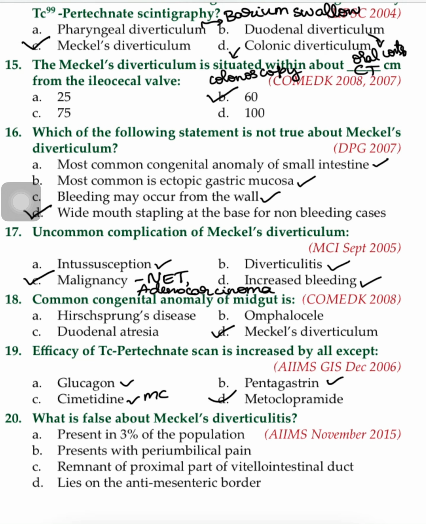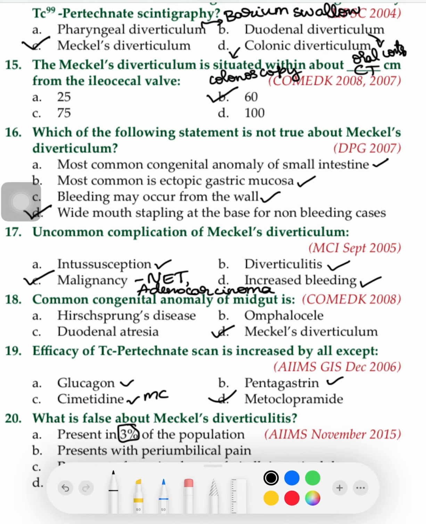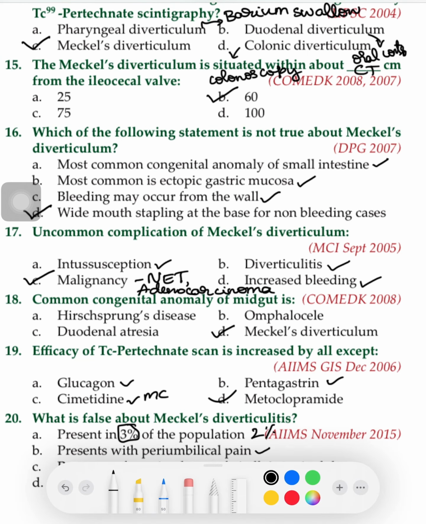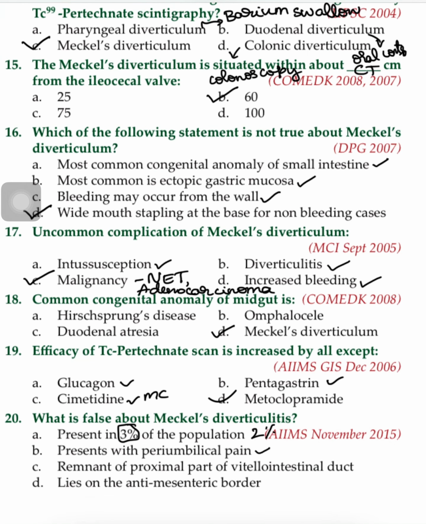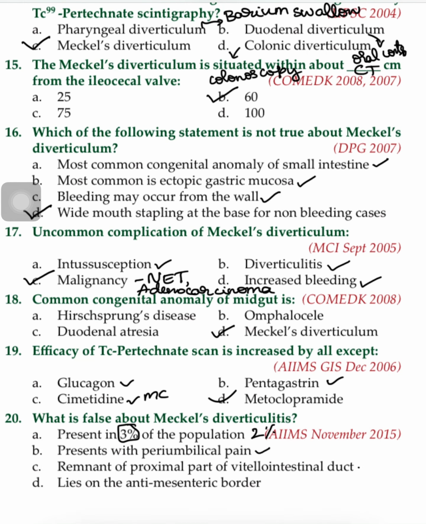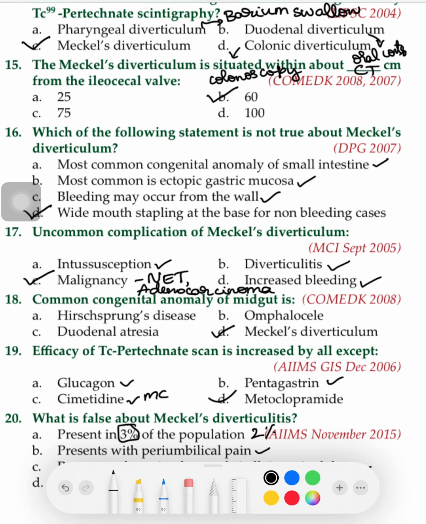Present in 3% of the population. No, it is 2%. And presents with periumbilical pain, yes. Remnant of the proximal vitellointestinal duct, yes. And lies in the antimesenteric border. That's true. So the answer is A.